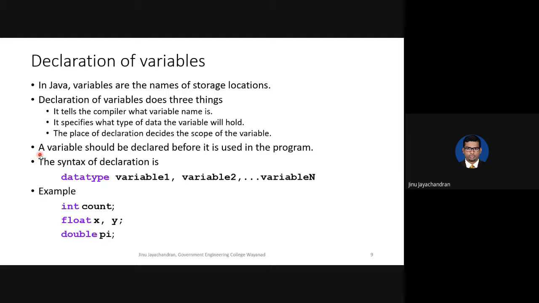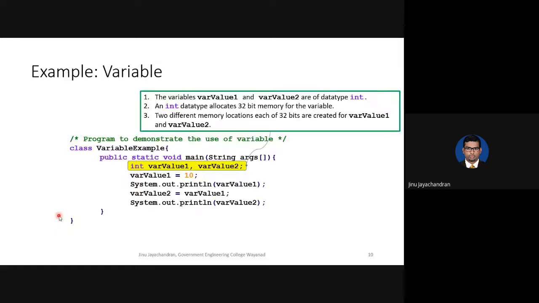And the most important thing is a variable should be declared before it is used in the program. For example, if you want to set count equal to 10, then first you want to say int count, then count equal to 10. Otherwise, it will give you an error.